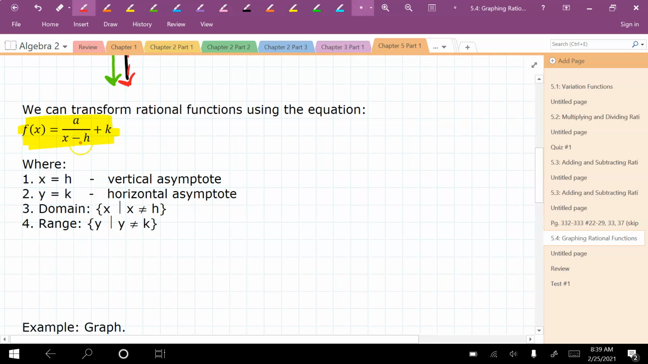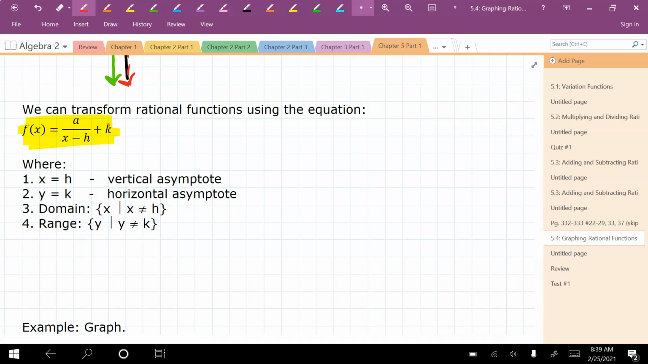And the same thing happens here with these rational functions. If we have numbers being taken from the variable in the denominator, so like this has x minus h, h is known as that vertical asymptote, so whatever that would equal. So when x equals h, that's going to be your vertical asymptote, the one that goes up and down on your graph. K would be any number that's added or subtracted to the outside of your rational function. That's going to be your horizontal asymptote, the one that goes left to right.